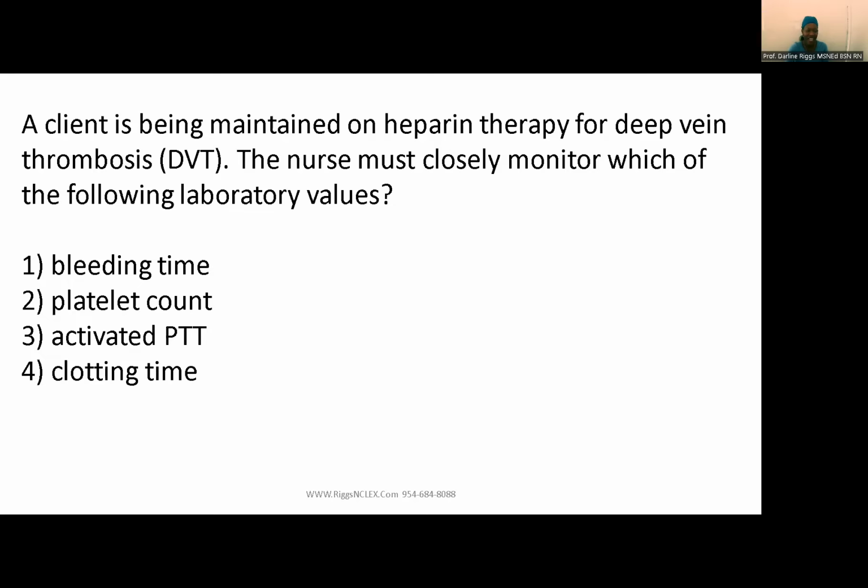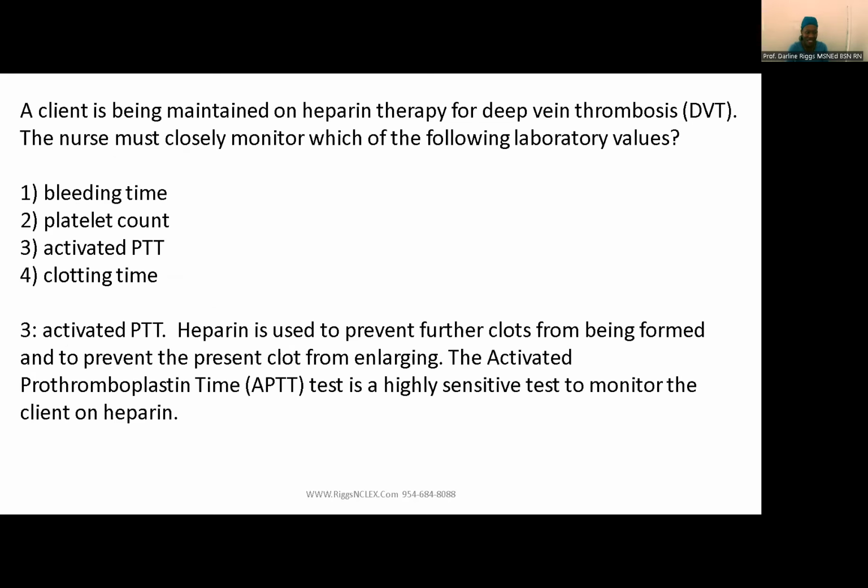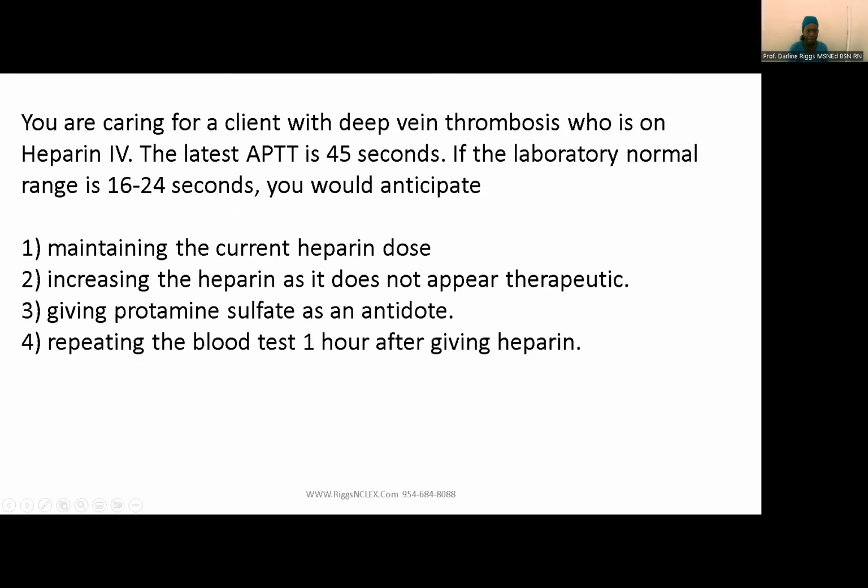Okay, so we've talked about that. That's going to be your APTT. If you didn't know that, yeah, you should know that. Then you weren't listening to me. So heparin is used to prevent further clots from forming and prevent the present clots from growing, which is great. So it's the APTT we use for that. It's very simple, straight to the point type of question. If I change that to Coumadin, then it's going to be the INR. Okay, the PT INR. It's just that simple.